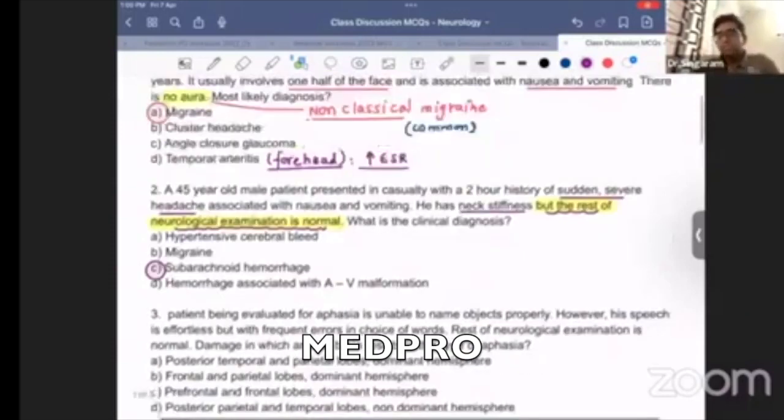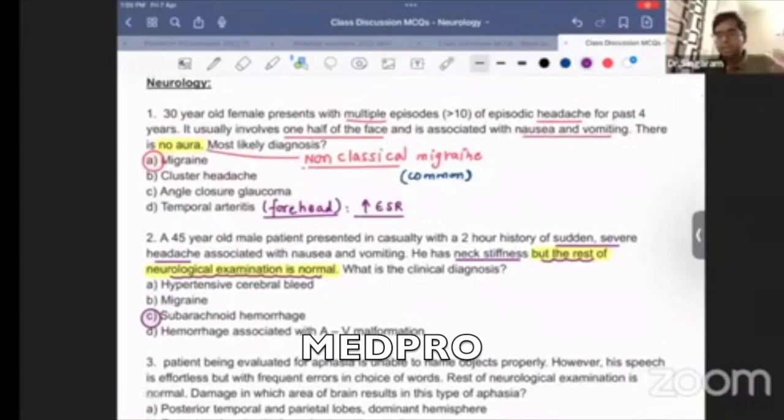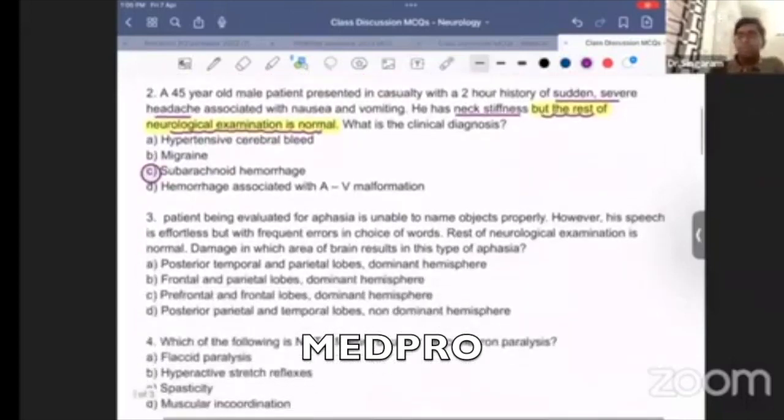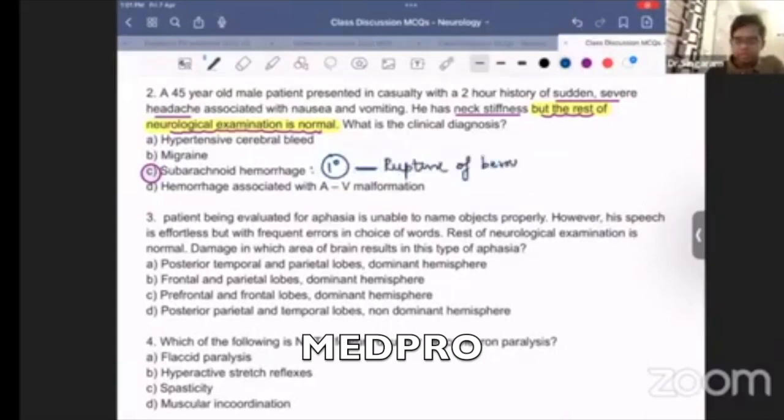So can you see the first two questions were related to headache. One was a migraine related question. Another one was a headache related to subarachnoid hemorrhage. Now let me ask you one more question. We all know that subarachnoid hemorrhage commonly is associated with trauma, but this patient did not have a trauma. So what do you think could have been the cause of subarachnoid hemorrhage in this particular patient? Is it a primary or a secondary subarachnoid hemorrhage? It is a primary subarachnoid hemorrhage. The probable cause could have been rupture of berry aneurysm.